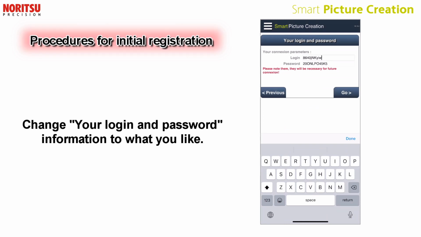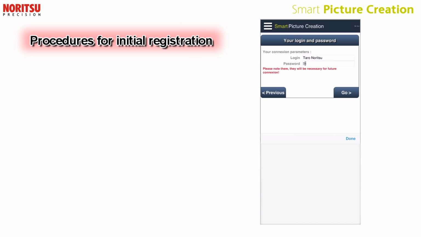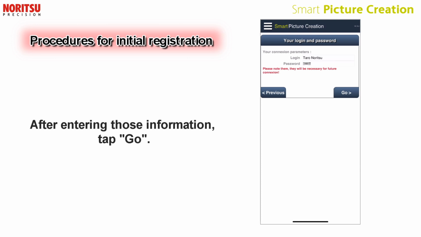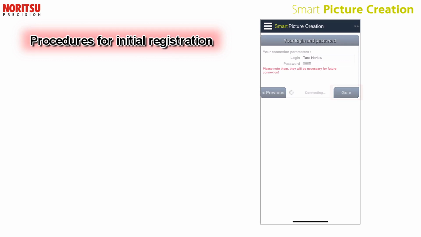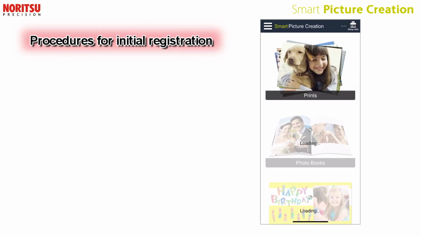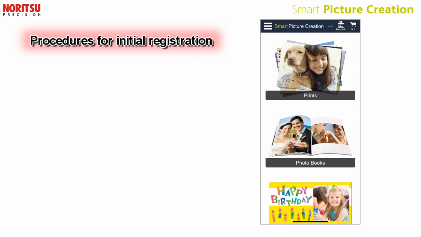Your login and password screen appears. Change the initial login ID and the password to ones that are easy to remember. You will be required to enter the same login ID and password for re-login. After entering that information, tap Go. Setting procedures for the initial registration is now complete.